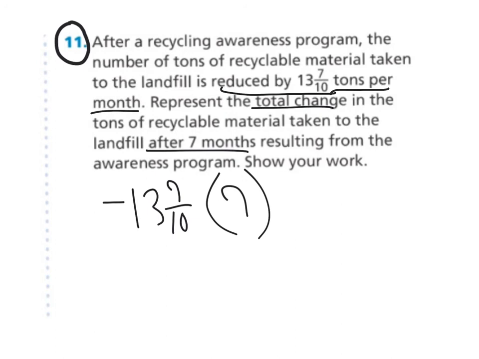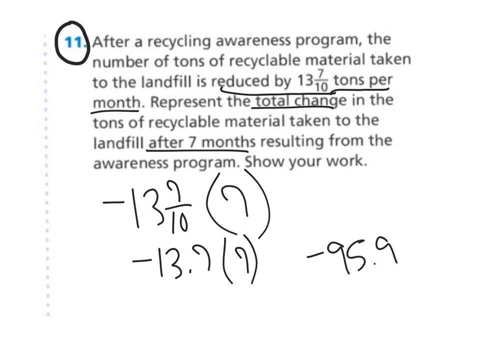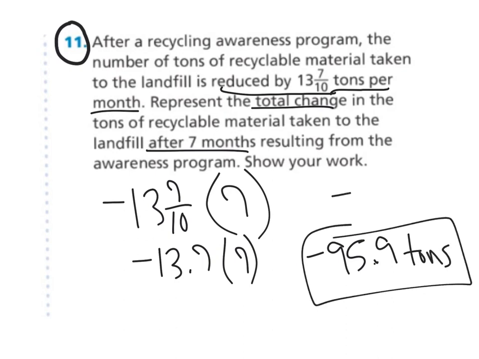Technically, negative 13 7/10, you could change that to a decimal, is okay in this case. And then if you work that out, you'll get negative 95 9/10. If you did it as mixed numbers, change those to improper fractions, you'd get negative 95 9/10. So this gives you an idea of how to multiply rational numbers.